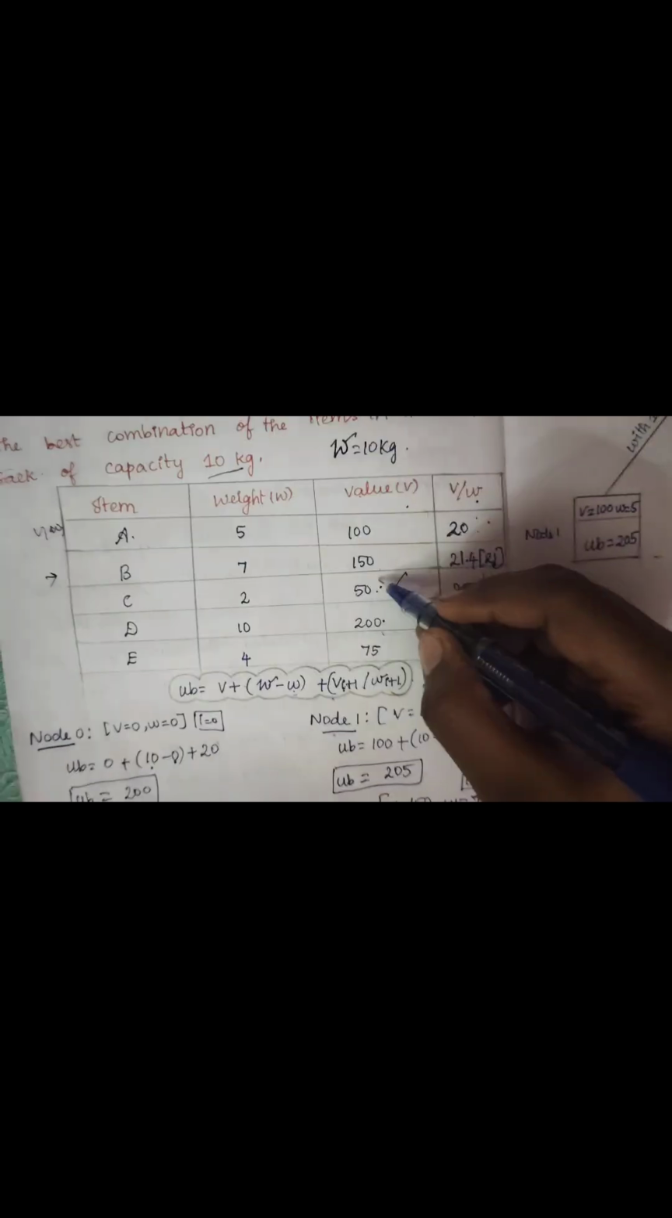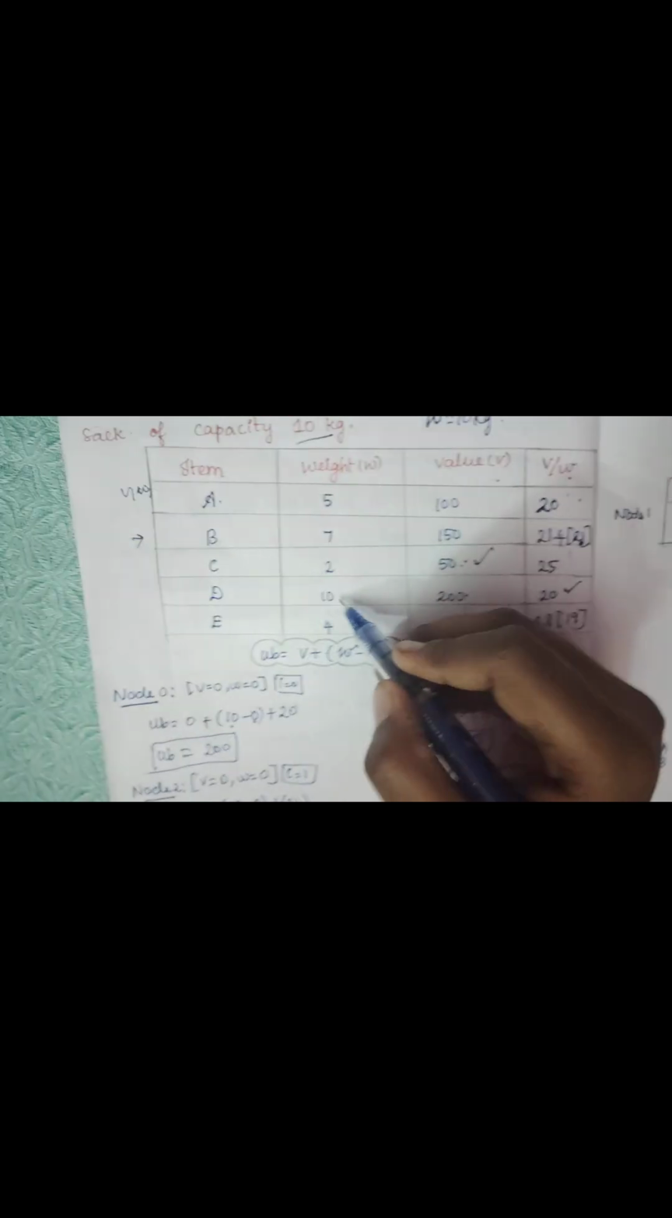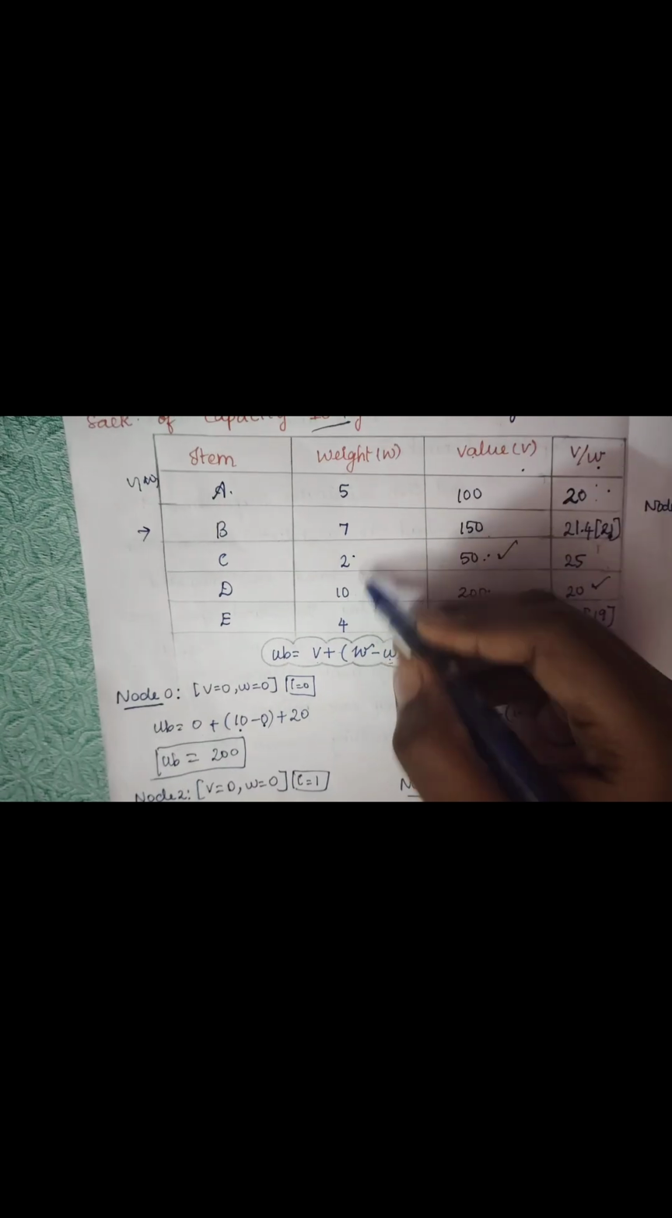So add the value of both, 200 plus 50. We have 250 here. Then add 10 and 2, we have 12 here. So now the total capacity of the knapsack is 10, and we have a weight of 12. So it is not feasible. We don't want to find this value.